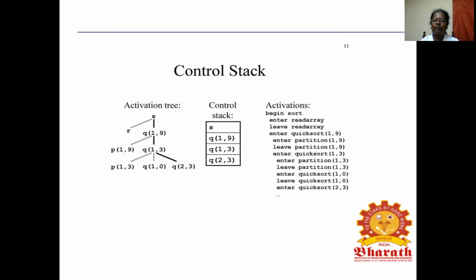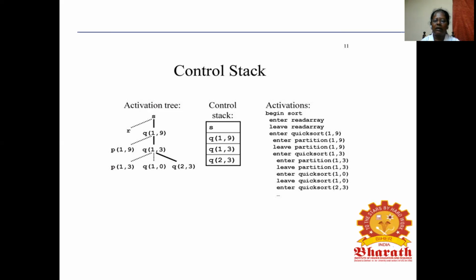Every quick sort is sorted with the pivot value, partition is repeated, and again it will be sorted. So enter quick sort and then leave quick sort, and then enter quick sort. It will continue until the control goes back, until the program activation ends.